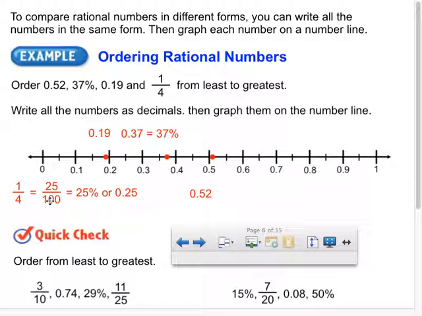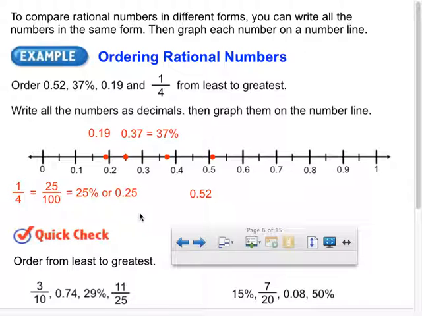Not 20, that's 5 times 20 gives me 100. 4 times what? 4 times 25. So 4 times 25 gives me 100. So I also have to multiply the numerator by 25. So 1 times 25 is 25. And this is easy to write as a percent because it's over 100, right? And then we know a percent is easy to write as a decimal. So here's what we got.